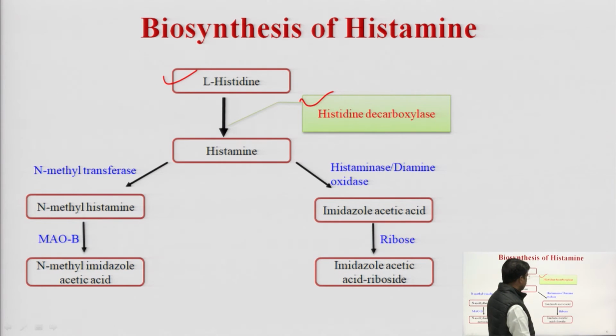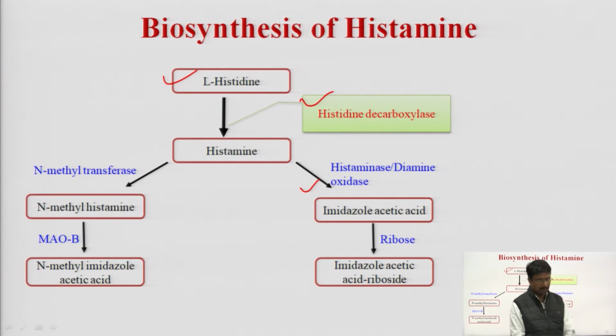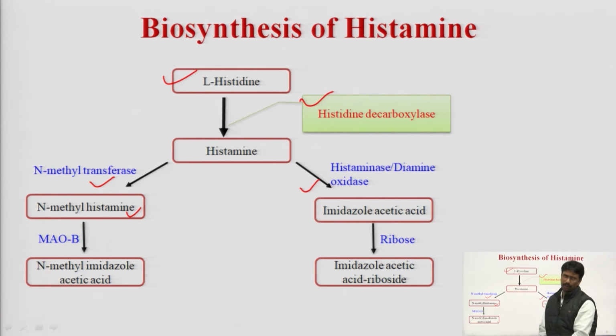Now histamine is again degraded by two pathways. First one is the oxidation, second one is the methylation. The oxidation leads to the formation of imidazole acetic acid. Later on, in the presence of ribose, it leads to imidazole acetic acid riboside, whereas here the methyl transferase degrades the histamine into N-methyl histamine and later on it will degrade into N-methyl imidazole acetic acid by the help of enzyme MAO-B.